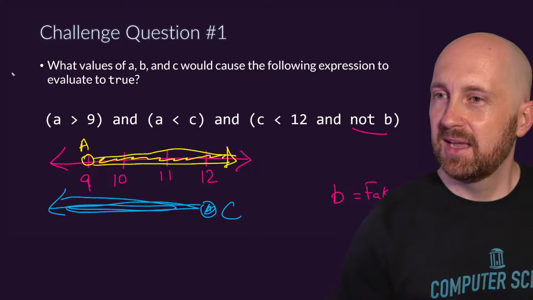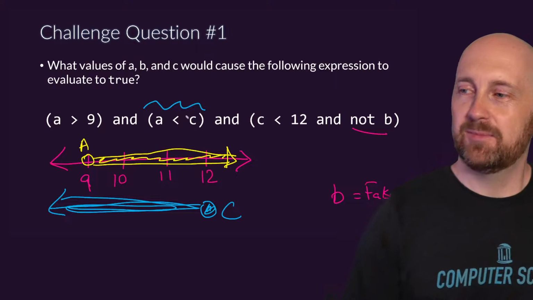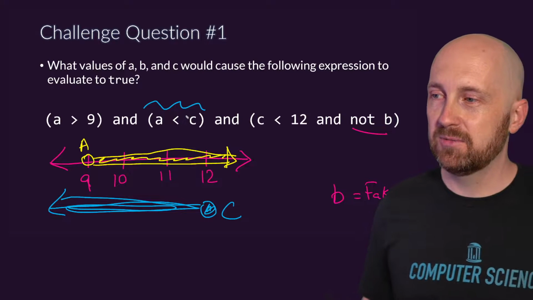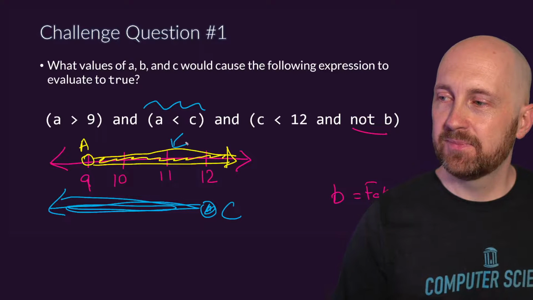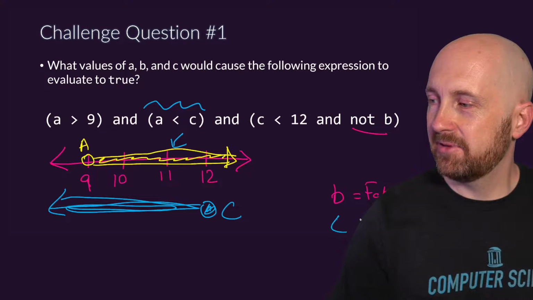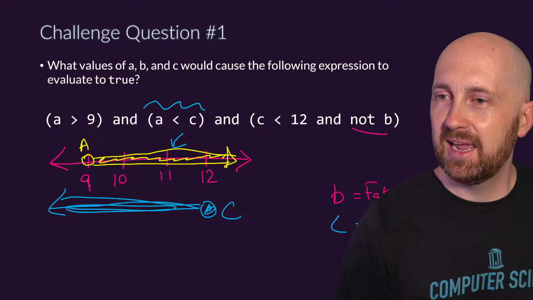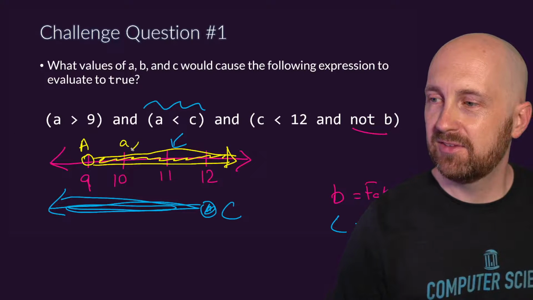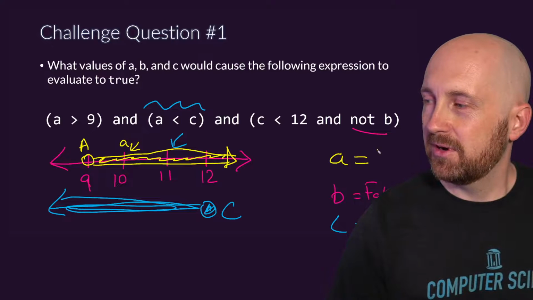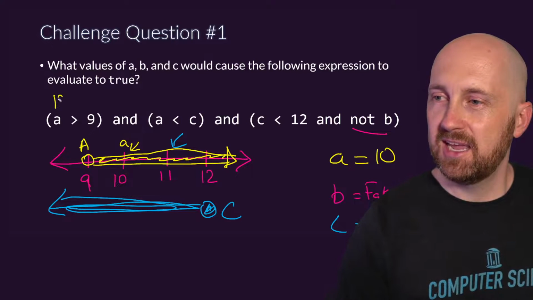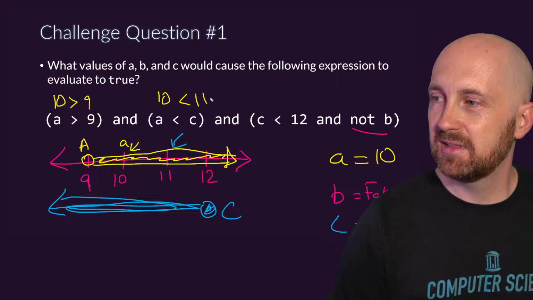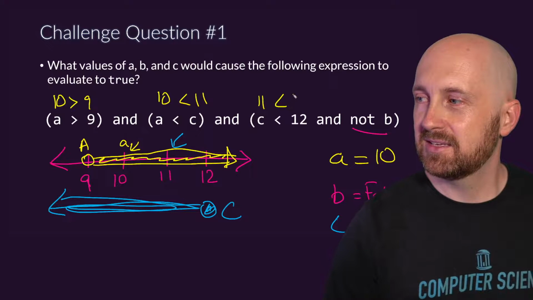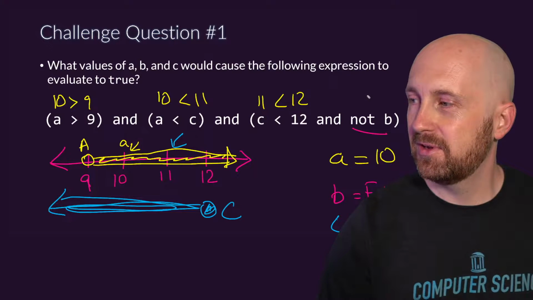So that's C. And now if we want to apply this particular constraint, we're saying, okay, A must be less than C. So if we pick a value for C like 11, so maybe C is 11, and for A we could pick a value such as 10, A is 10, we could test whether or not this is true, right? So is 10 greater than 9? That's true. Is A, which is 10, less than C, which is 11? That's true. Is C, which is 11, less than 12? That's true. And not false is not false. It's also going to be true, right?